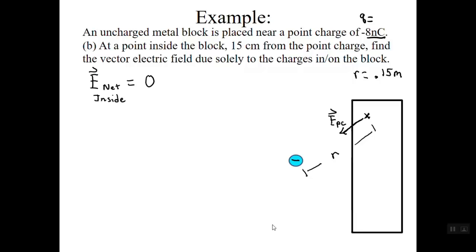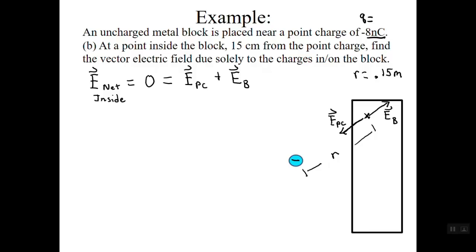Now we know the net electric field inside the block, a conductor, has to be zero in equilibrium. And the reason why the net field is zero is because two field contributions, the field due to the point charge and the field due to the block as a result of the polarization of the block by the point charge, those two contributions, E sub PC, the point charge electric field, and E sub B, the block's electric field, have to sum to zero in equilibrium.